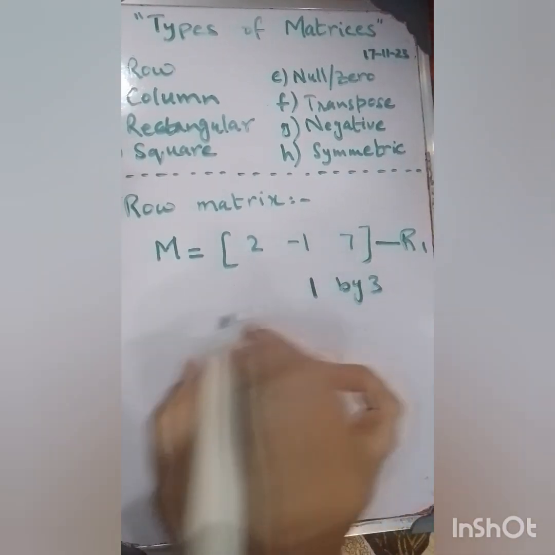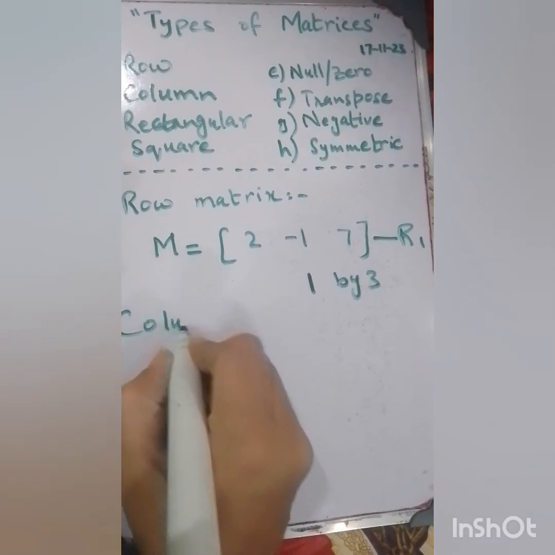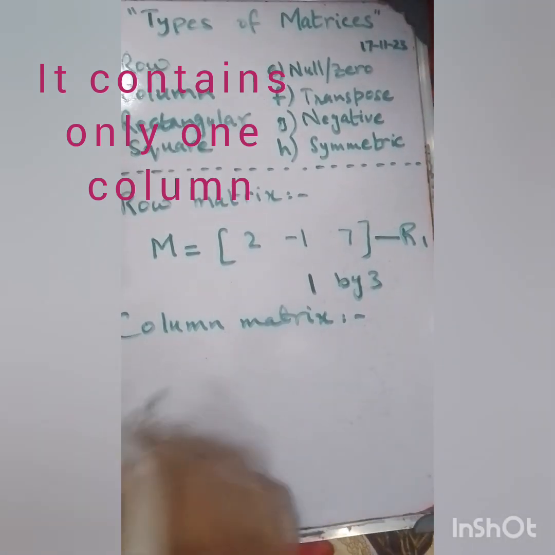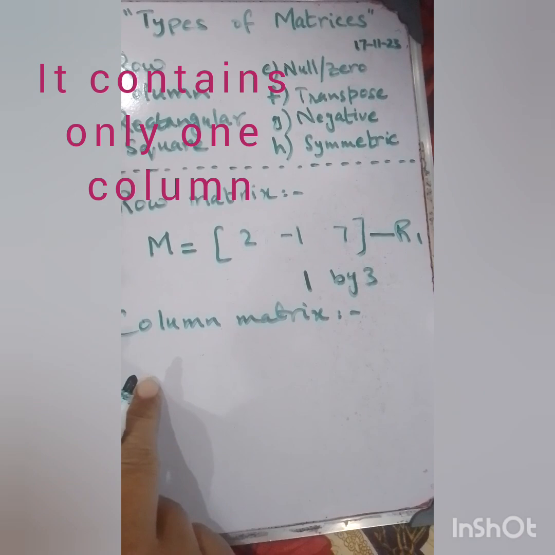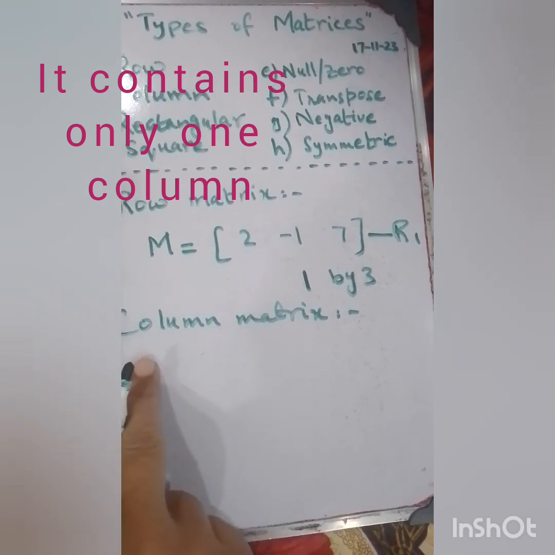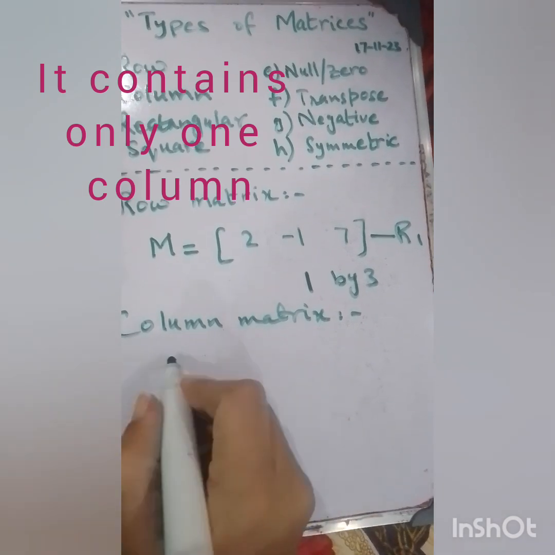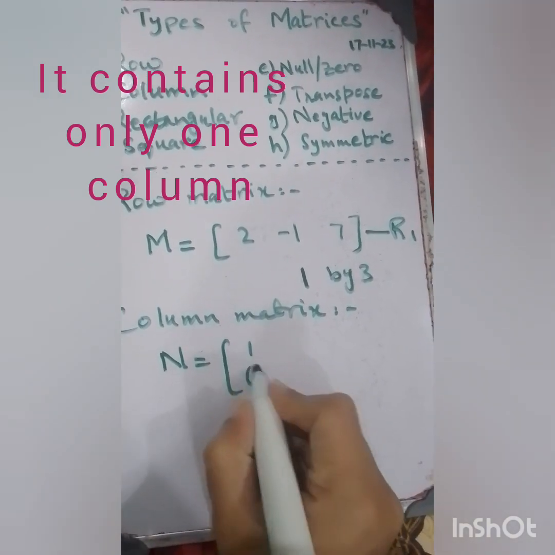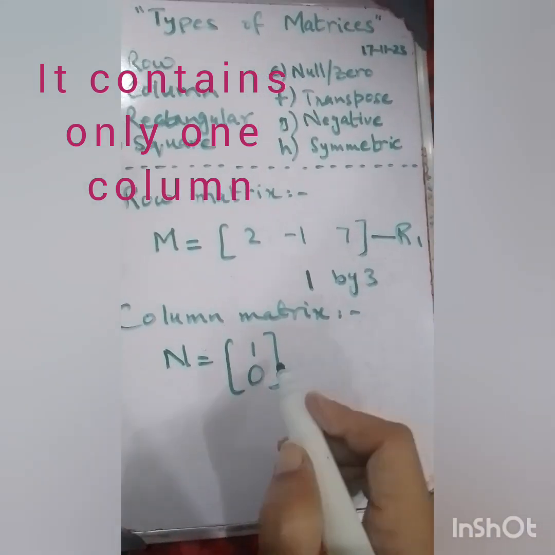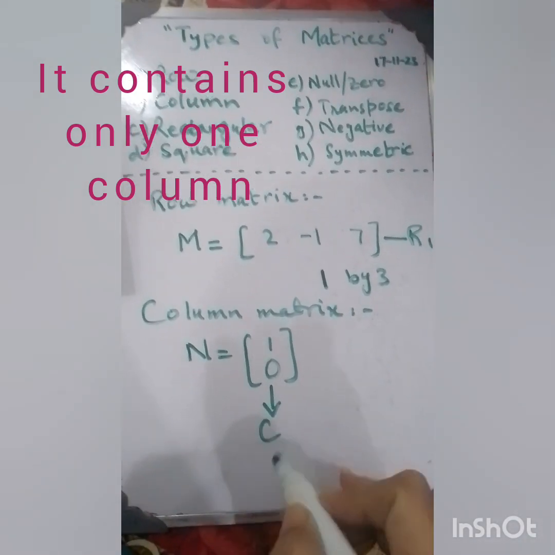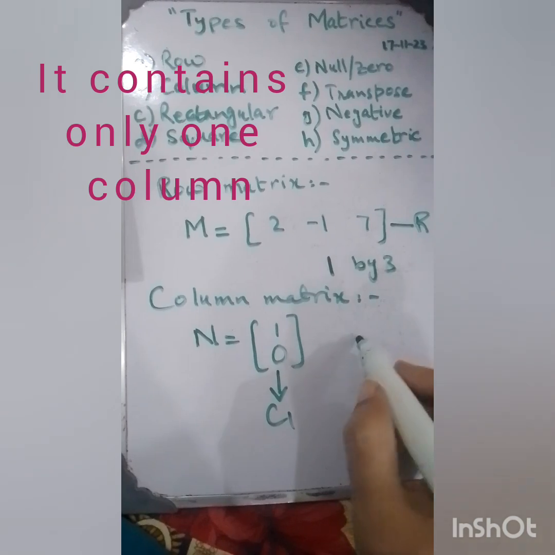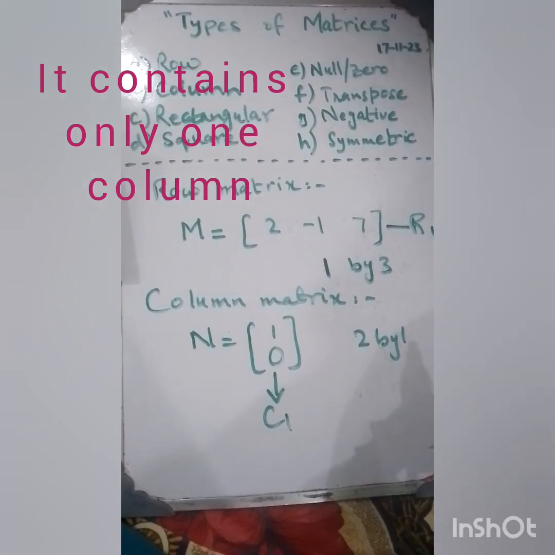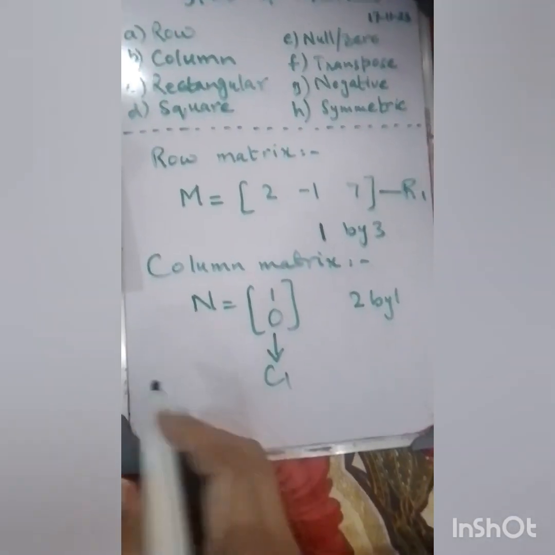Now next, move on to the column matrix. As you can understand from the row matrix definition, you can guess that it must contain only one column. If n equals 1, 0, you can see it has two rows but only one column. So this is C1. So the order would be 2 by 1. Easy.